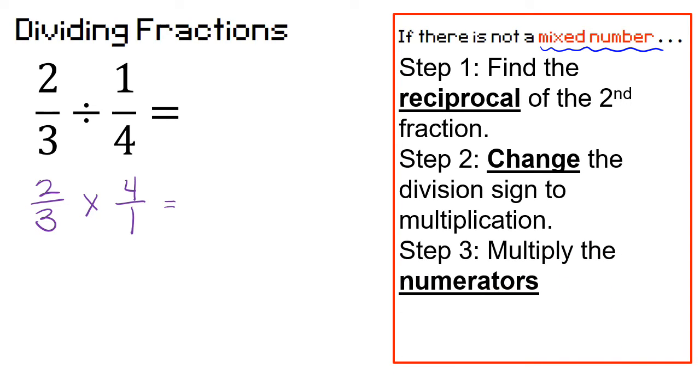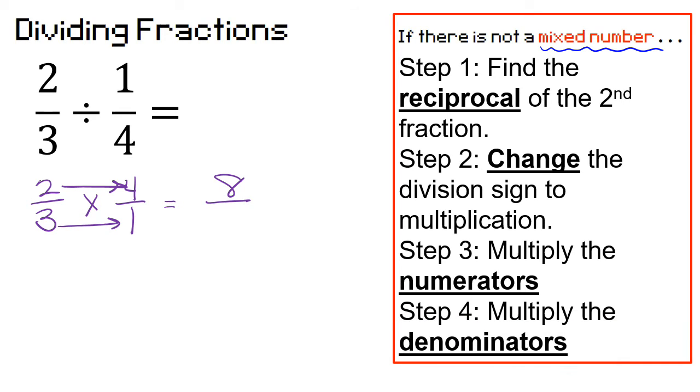And now, just like in multiplication, we can go ahead and multiply our numerators. So before we do that, let's look for cross simplifying. And we notice that everything is already simplified. Let's go ahead and multiply our numerators. 2 times 4 is 8. And let's go multiply our denominators. 3 times 1 is 3.